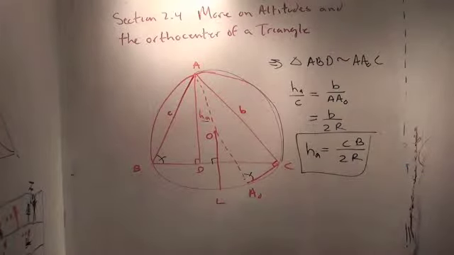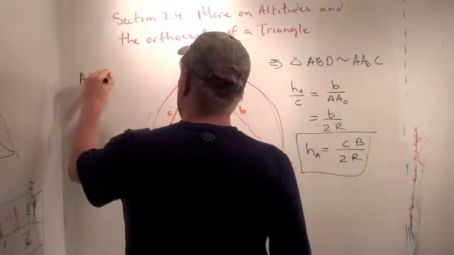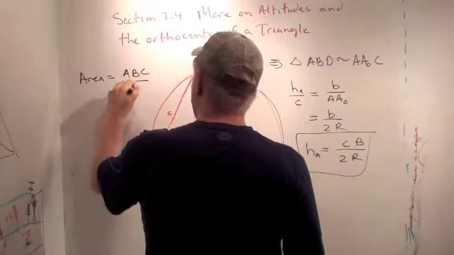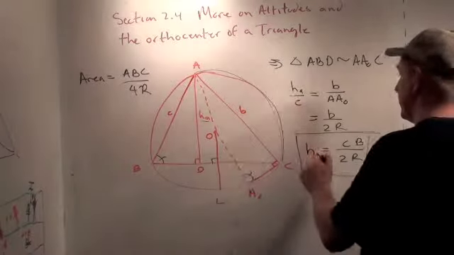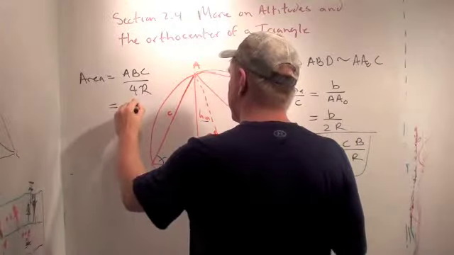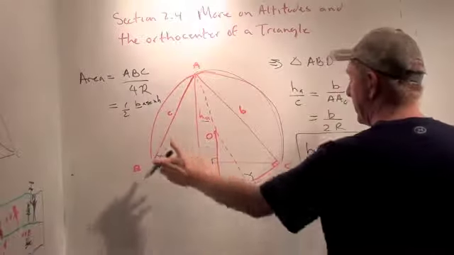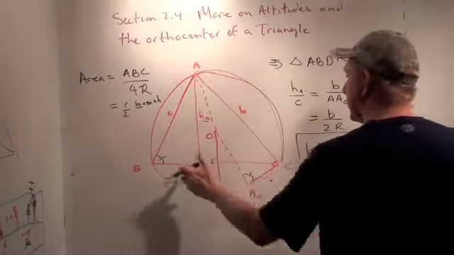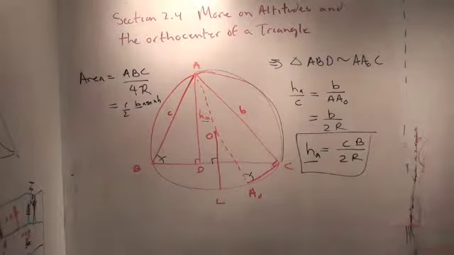You'll also remember from section 1.1 of Geometry Revisited, we derived a formula for the area equals ABC over 4R, and you can infer this from recognizing that this is just 1/2 base times height. Base times height. The length of the height is HA. The base is side A. And you can derive this formula as well. So we've actually seen a version of this before.